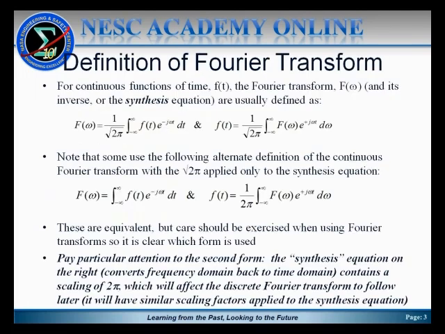We'll start today's presentation with a definition of the Fourier transform. For a continuous function of time f of t, the Fourier transform, which is referred to in this presentation as capital F of omega, and its inverse, or the synthesis equation, are both defined as shown in the first equation here. The equation on the left is computing the Fourier transform of the time domain signal, and that results in a function of frequency. The equation on the right, generally referred to as the synthesis equation, converts back from the frequency domain to the time domain.